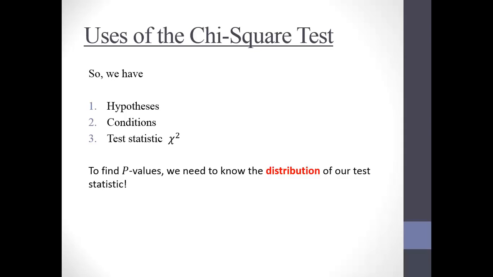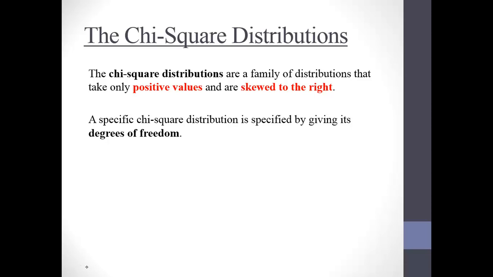So again, thinking about what we have, we've said what our hypotheses are, we've thought about what our conditions are, and we have our formula for our test statistic. And so the next step, of course, is to figure out how to calculate p-values. And to do that, we need to know what the distribution of this thing is going to be. So maybe this will be a good place to finish up.